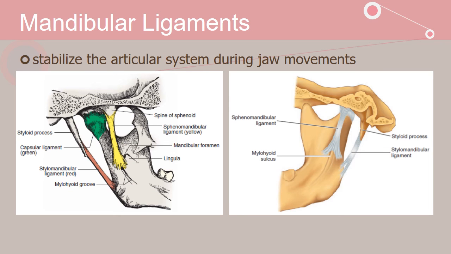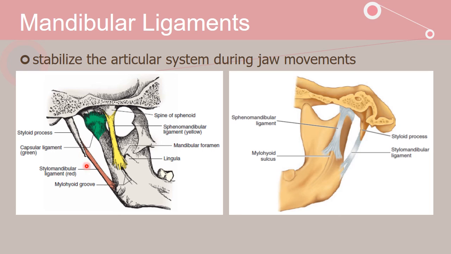The other two mandibular ligaments are the spinomandibular ligament, in yellow. This is also the spinomandibular ligament. And the stylomandibular ligament. Stylomandibular ligament. Spinomandibular ligament originates from the angular spine of the sphenoid bone and petrotympanic fissure. It inserts at the lingula of the mandible. It helps limit maximum opening of the jaw.